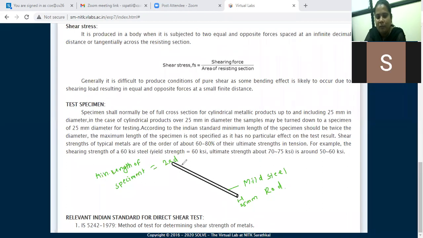For performing this direct shear test, we are going to use this IS code: IS 5242 1979, method of test for determining shear strength of metal. This shear strength test is performed for various materials. It may be timber or it may be mild steel. Today we will perform the test on this mild steel rod. This is the theory related to our test. Once again, I will repeat.